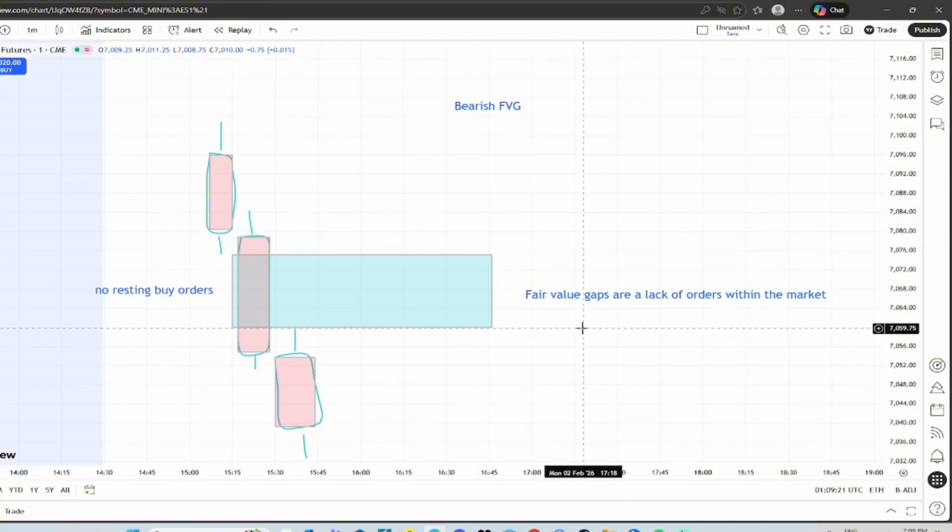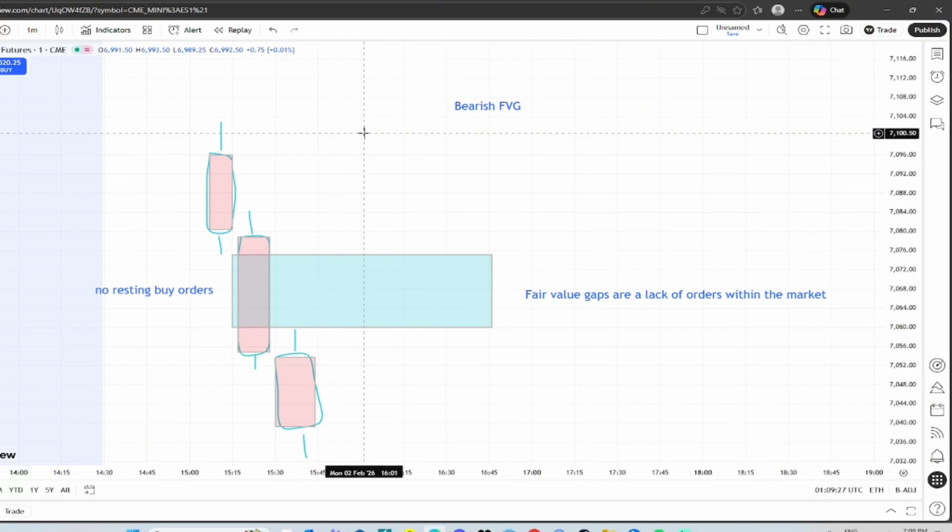Now, here it was just a drop to the downside without any hesitation. It was a big drop to the downside, which created a liquidity void, which is just a fair value gap. And there's no resting buy orders. It's a bearish movement, and it was just a big move to the downside without any hesitation, which forms a fair value gap. There are lacks of orders within the market.